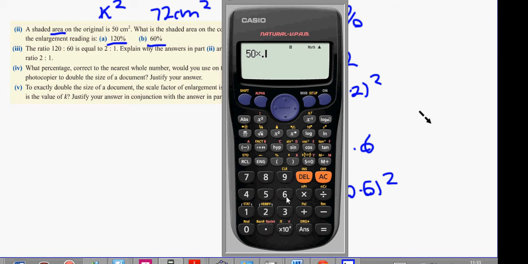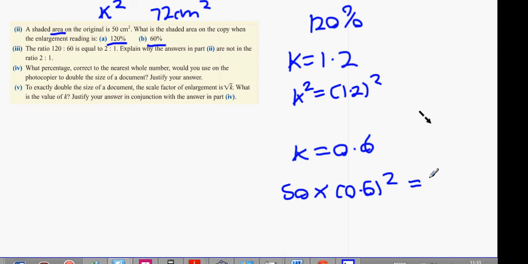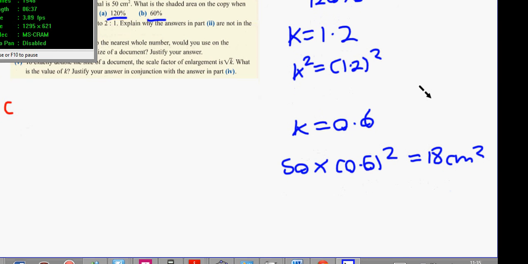18. So it's 18 this time around. Okay? Okay guys, that is part 2. Part 3, which we'll be doing in red. The ratio... Is that 8 centimeters squared? 18 centimeters squared. Yeah. Okay. Yes, Andrew. Sorry. It's over 60%, that's over half the size, so over 13. Continuing on.